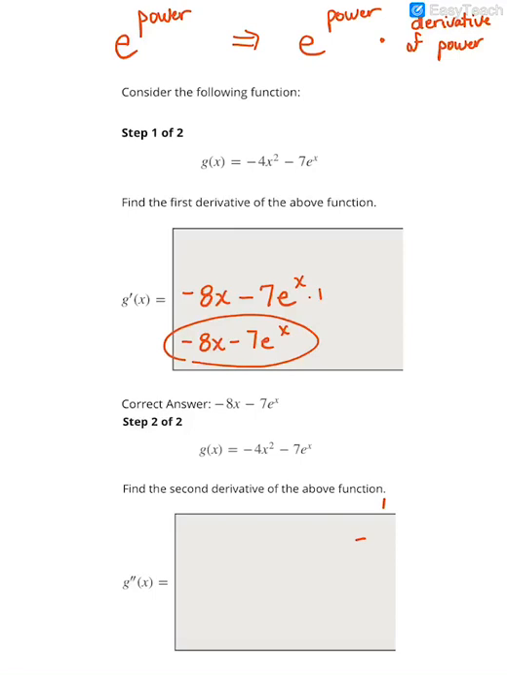Okay, so then on step 2, it now wants a second derivative. So looking at my first derivative, when I take the derivative of the negative 8x, I simply get negative 8. And then I have a minus. When I take the derivative of the 7e to the x, I get 7e to the x times the derivative of the power of x, which would just be a 1. So my final answer there would be negative 8 minus 7e to the power of x.